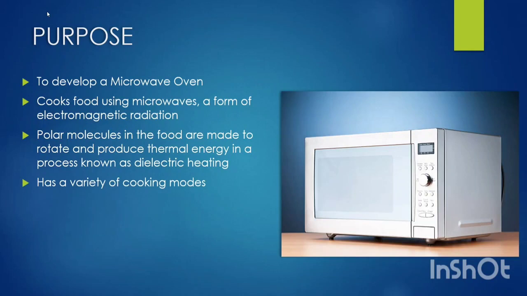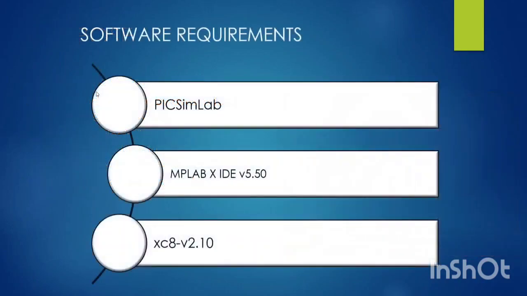And we all know what a microwave oven is. It cooks food using microwaves. Microwaves are a form of electromagnetic radiation. Polar molecules in the food are made to rotate and produce thermal energy in a process known as dielectric heating. And we all know that a microwave oven has several cooking modes, and we are going to simulate all the cooking modes in this project.